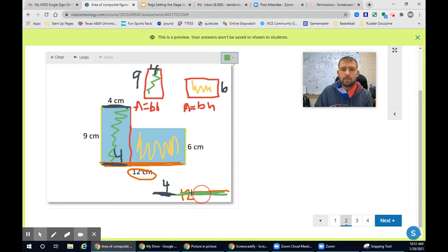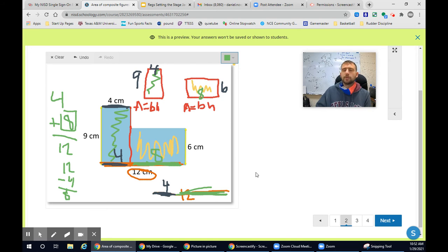So what section would the green be worth, which is going to be the base of this rectangle, to make 12? So 4 plus something is 12, or we can think of it as 12 minus 4. And so when you do that math, you get 8. So I can say that this green section is 8, which is also the base here.